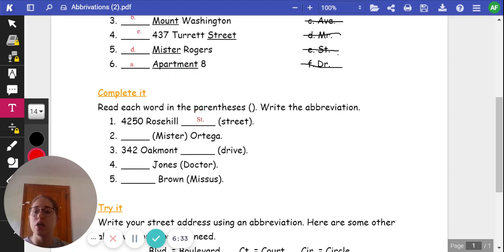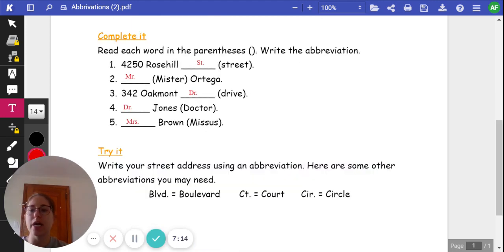Practice writing your abbreviations. 2, we have Mr. Ortega. Mr. is in the parentheses, so we're finding the abbreviation for Mr. Number 3, 342 Oakmont Drive is in parentheses, so you need to find the abbreviation for the word drive. Number 4, Jones. We need to put the abbreviation in front of it for doctor to make it Dr. Jones. And number 5, we have Brown. Our word in parentheses is Mrs., so we need to find the abbreviation for the word Mrs. to put in front of Brown. Go ahead, pause the video, write down your answers for 2, 3, 4, and 5, and hit play whenever you're ready to check them.